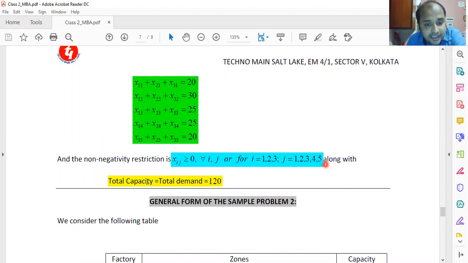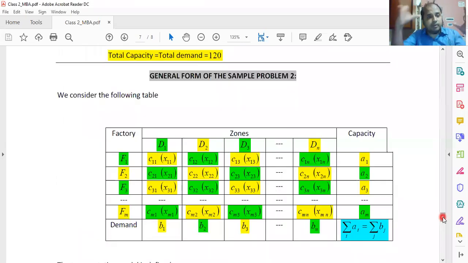And total capacity equal to total demand, or equal to 120. That has to be mentioned if you are dealing with a balanced transportation problem. Total capacity must be equal to the total demand. This is the extra condition which we need to put. And the general form of the sample problem 2 can then be represented like this.